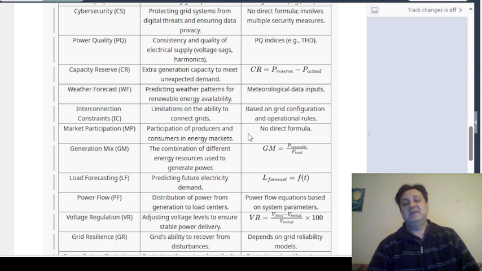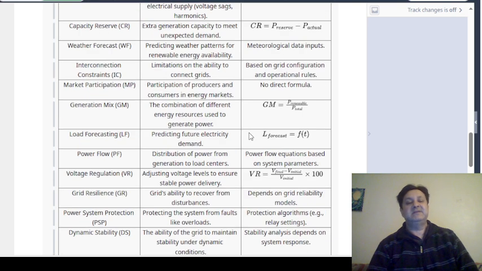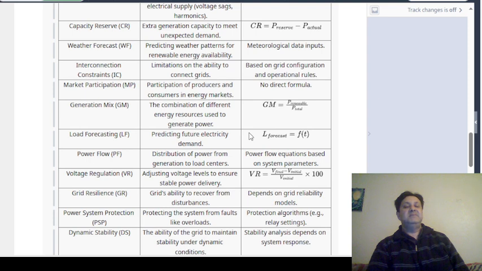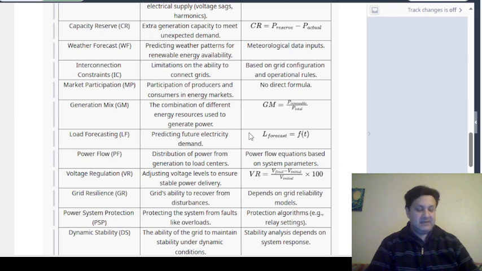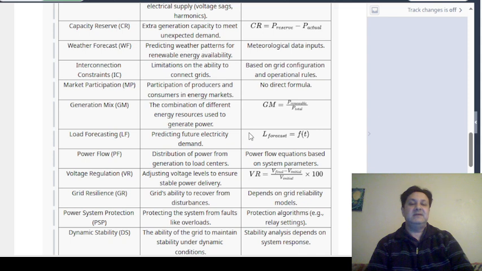Now, another important thing is the interconnection constraints, the limitations on the ability to connect grids. Sometimes you can connect the grid, but there are certain limitations because of the specifications, loads, conditions, weather, and various other constraints, and we have to look into it. Because the smart grid systems from one area to another may not be the same. So there we have various interconnection constraints.